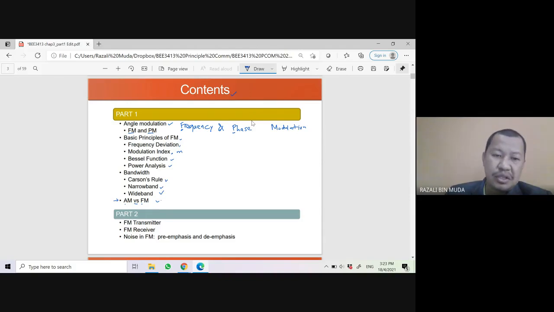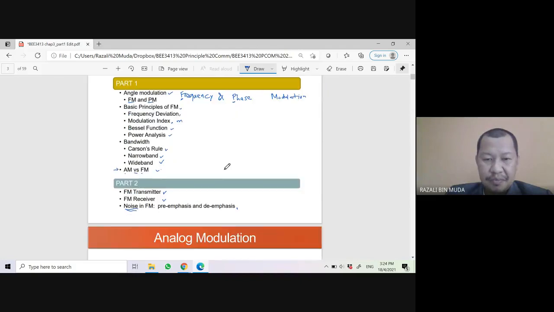So the second part of this chapter, we will discuss about the FM transmitter, the transmission of the FM signal, and also the FM receiver, the receiving part of the FM signal. And last but not least, some discussion about noise calculation in FM, in the pre-emphasis and de-emphasis part of the FM signal. That one will be later.